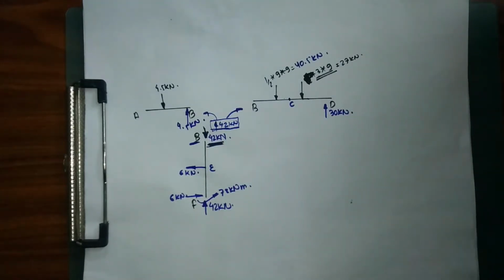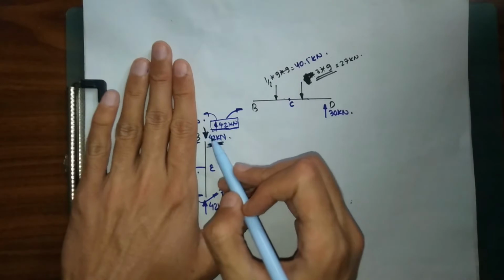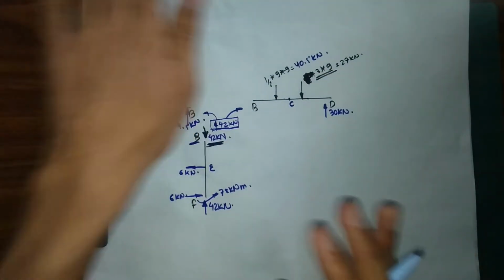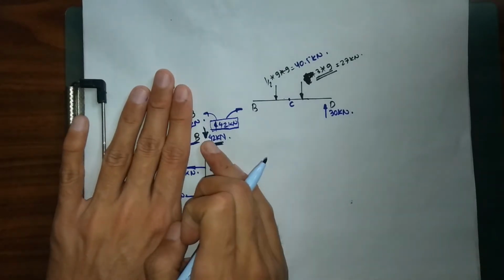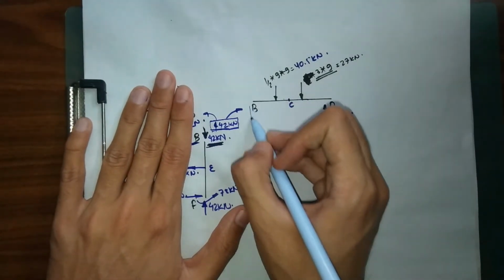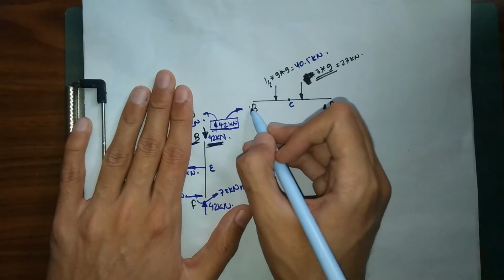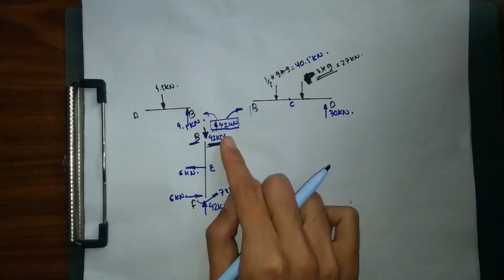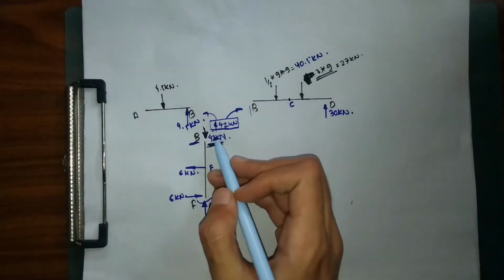In our previous cases, we used to have only one member. So if we did not have our member AB, then we could directly put our force of 42 kilonewton acting downward for our joint B here. But right now we have two members, member AB and member BD. So this 42 kilonewton is simply going to get divided into two portions.